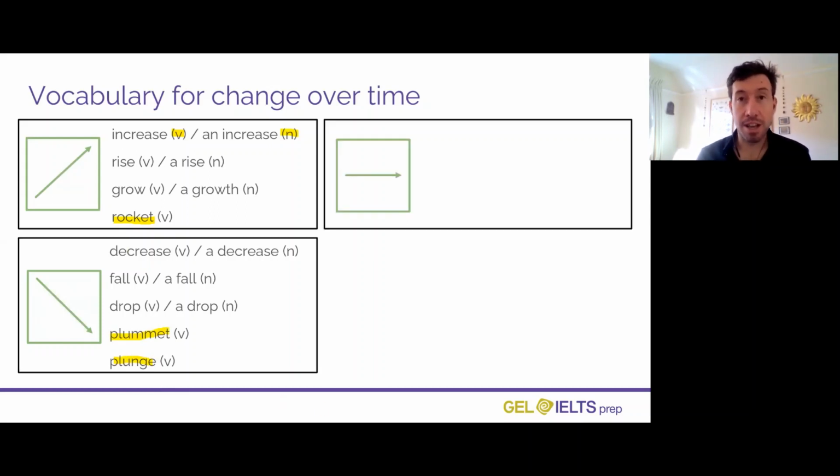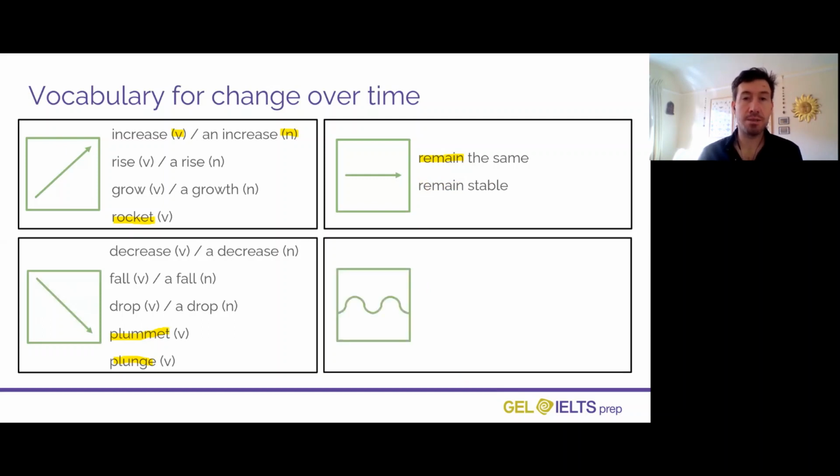Now we'll look at ones for when something stays the same. There are only a few here, but you could say remain the same. That is a verb phrase. The verb here is remain. Remain the same, doesn't change. And you could also use remain stable. Again, we're using the verb remain here. Then, as we said, there's go up and go down, for which fluctuate would be the key verb here, or a fluctuation.